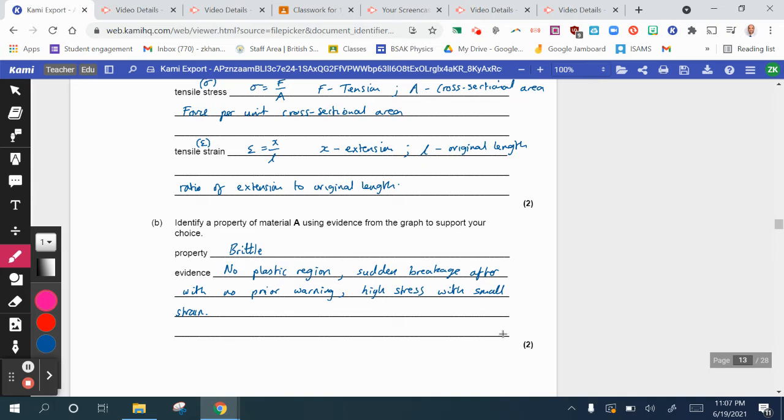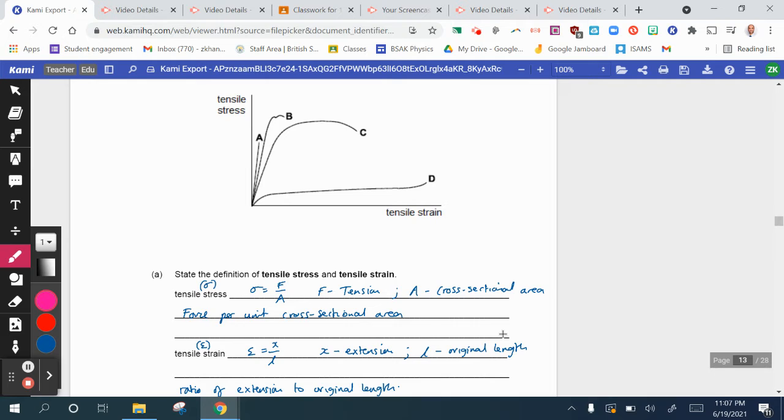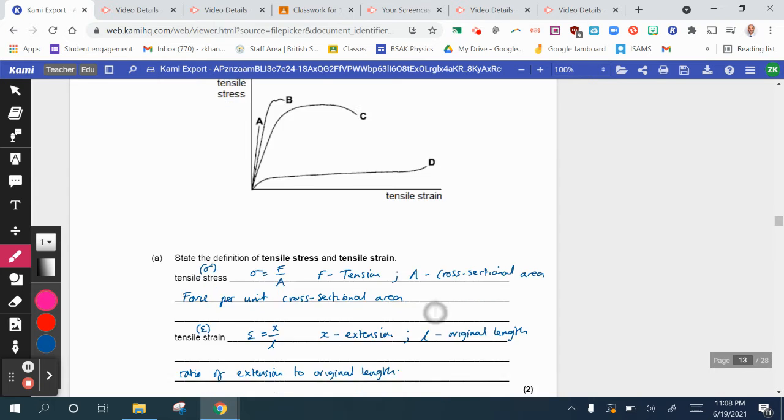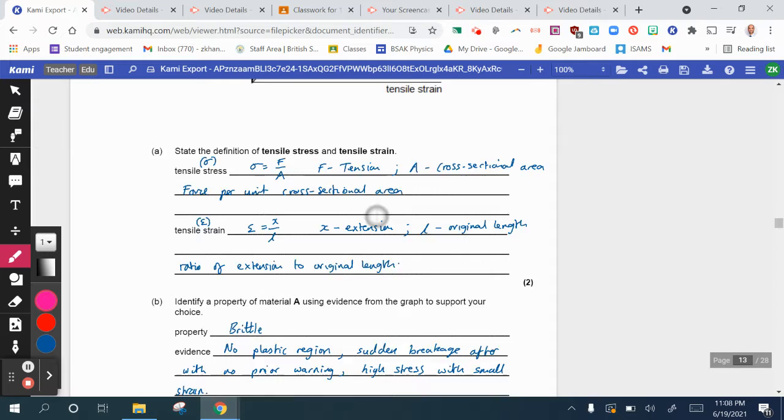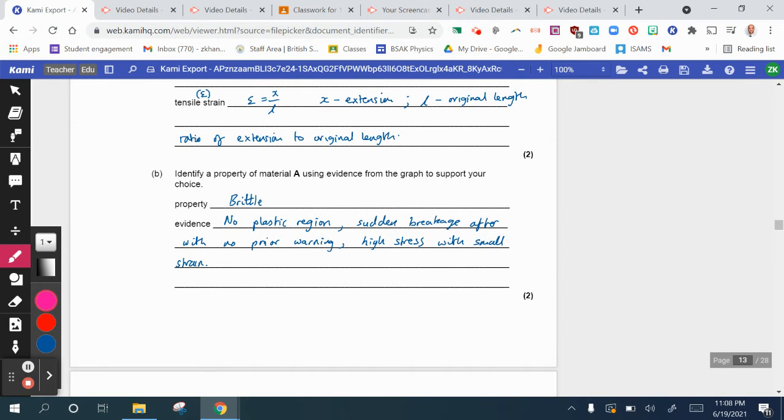Next: identify a property of material A using evidence from the graph to support your choice. So material A, if we look at it, there is no curvature, so that corresponds to no possible plastic behavior. Anything beyond an elastic limit, there's nothing there. So that could only mean that this material is brittle. Brittle materials often show a straight line, nothing after that, no curvature, like these A, B, C, and D. So there's no plastic region.